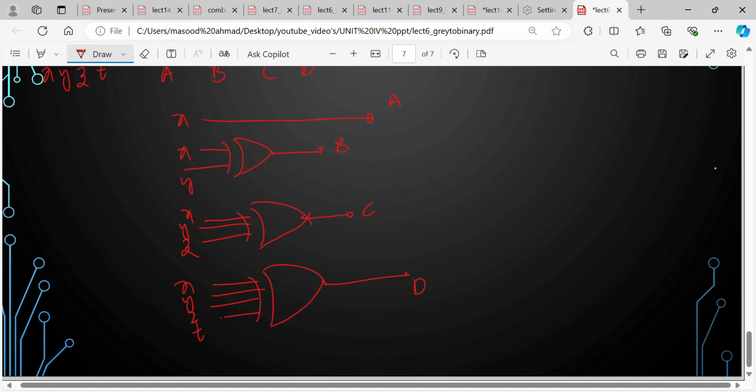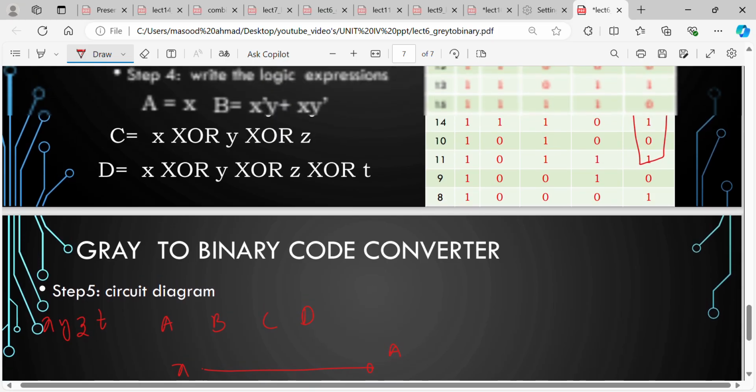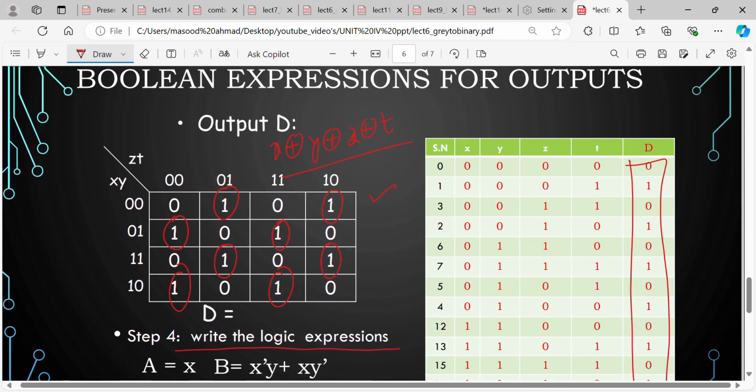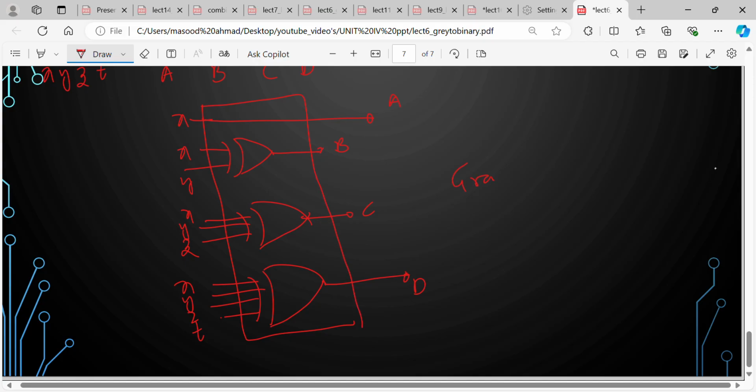So this is the circuit to convert gray code to binary code. This is the circuitry for gray to binary conversion. So with this, the key takeaway is the conversion circuit. With this, I'll stop.